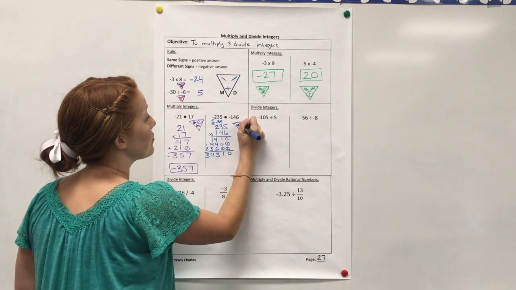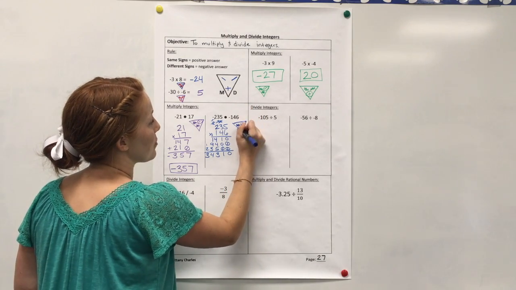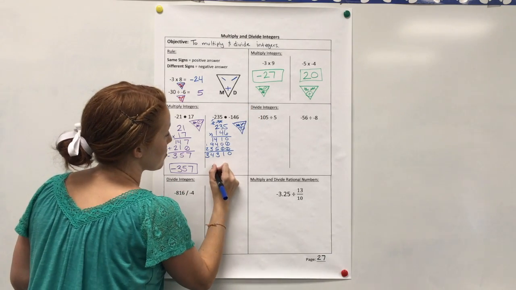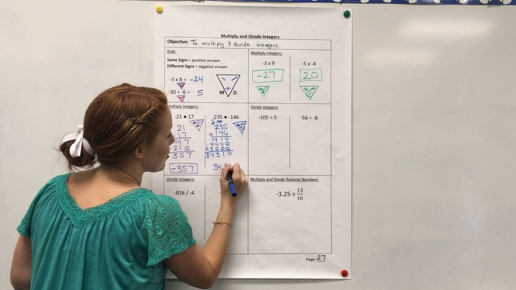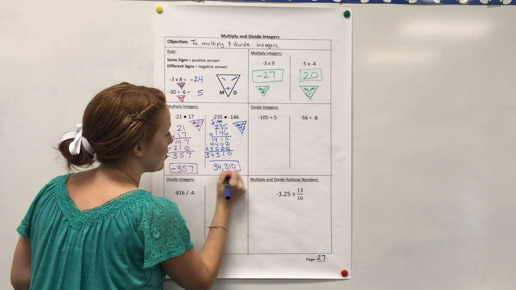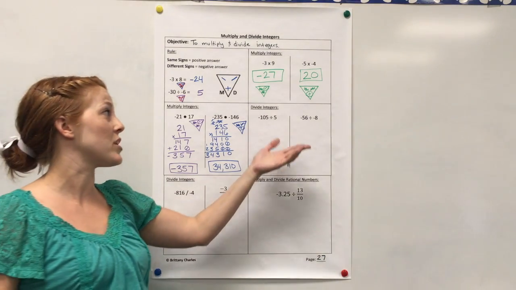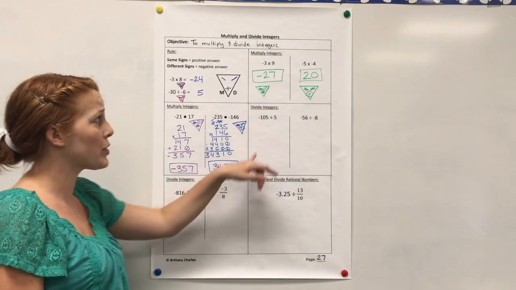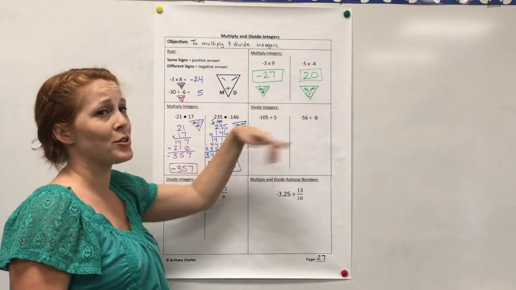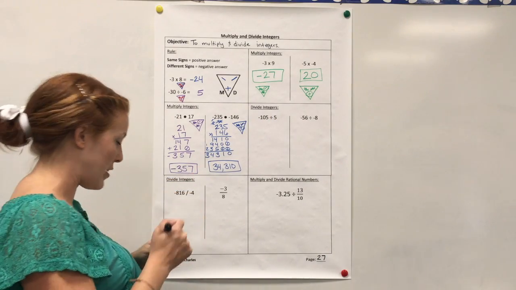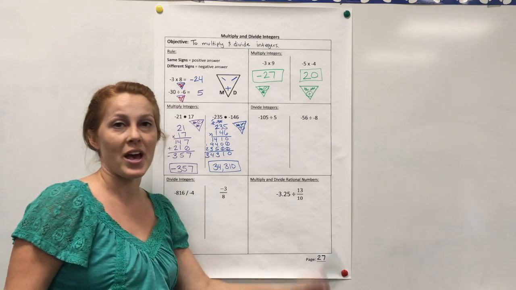Okay, now I need to do mad face. I have a negative, so I'm left with a positive, so my answer would be 34,310. All right, now we're going to do some practice with dividing. So we're going to go ahead and remember, divide like normal and then do mad face. So you go ahead and do it, get a head start.